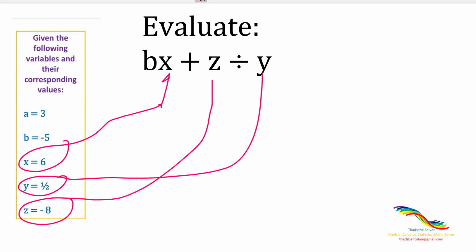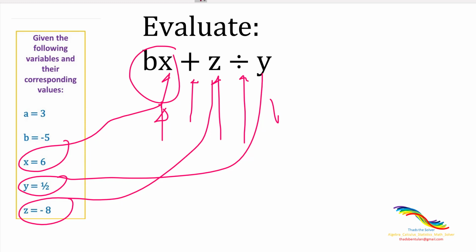And remember, let's look at the structure of the expression. This is bx. bx means b times x, and then there's an operation here, a plus sign, there's a z, and there's a division, and then there's a y. So how are we going to attack this problem?